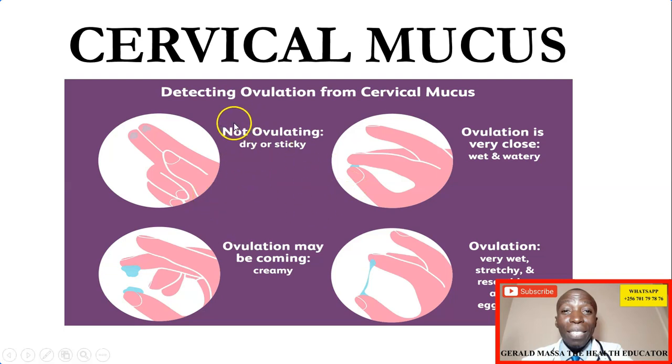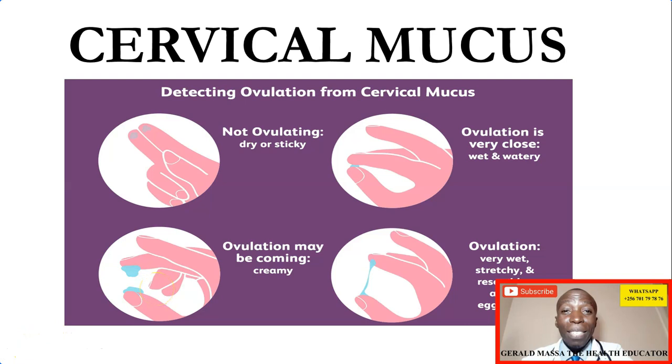Specifically, when we look at this chart, when you're detecting ovulation from cervical mucus, when you are not ovulating, your cervical mucus is normally dry or sticky. And then if ovulation is coming closer, if you're nearing the days of ovulation, then your cervical mucus becomes wet and watery. So when we talk about monitoring your cervical mucus, you should understand that it becomes dry and sticky when you are not ovulating, and then when ovulation is close.